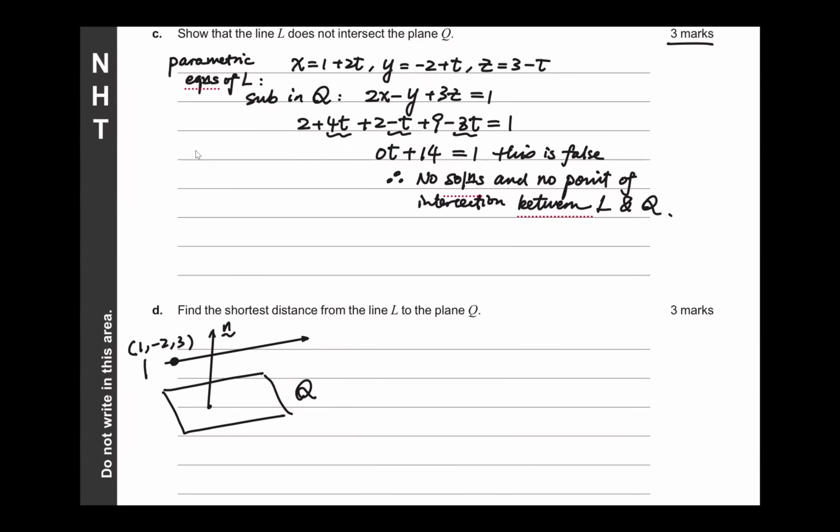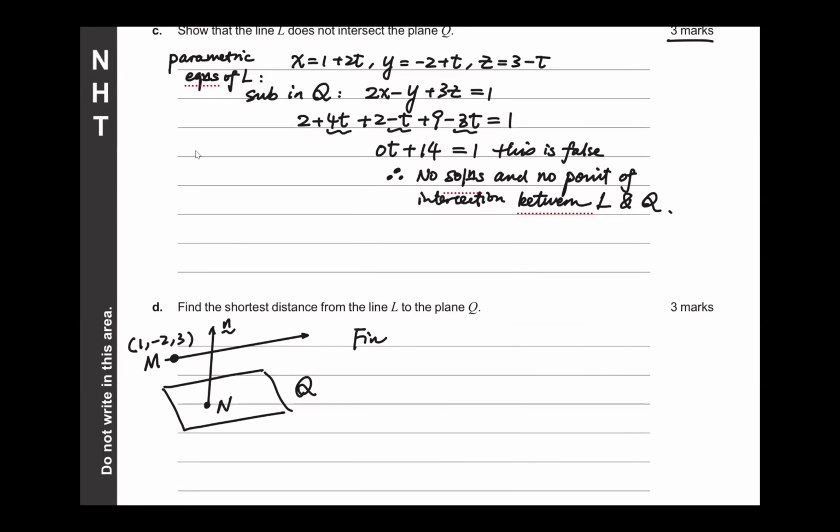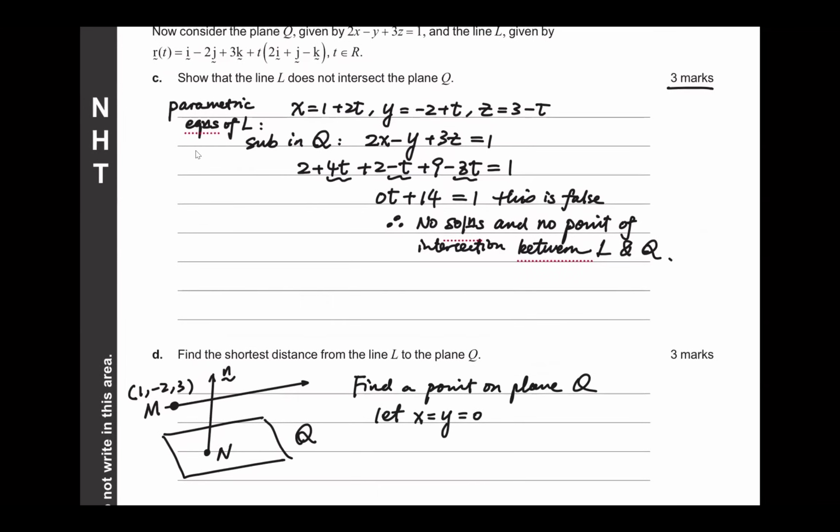Let's say this is A. Actually, I shouldn't use A because A was used before. Let's call this, no, not P. Let's try to use M, okay? And call this point N. Find a point on plane Q. Let x equals to y equals to 0. You should be able to get 3z equals to 1, so z is 1/3.